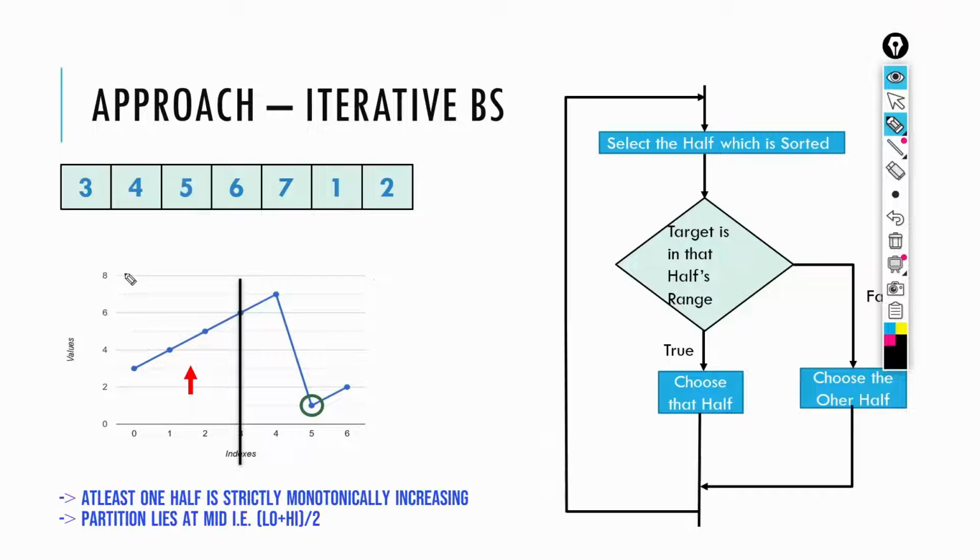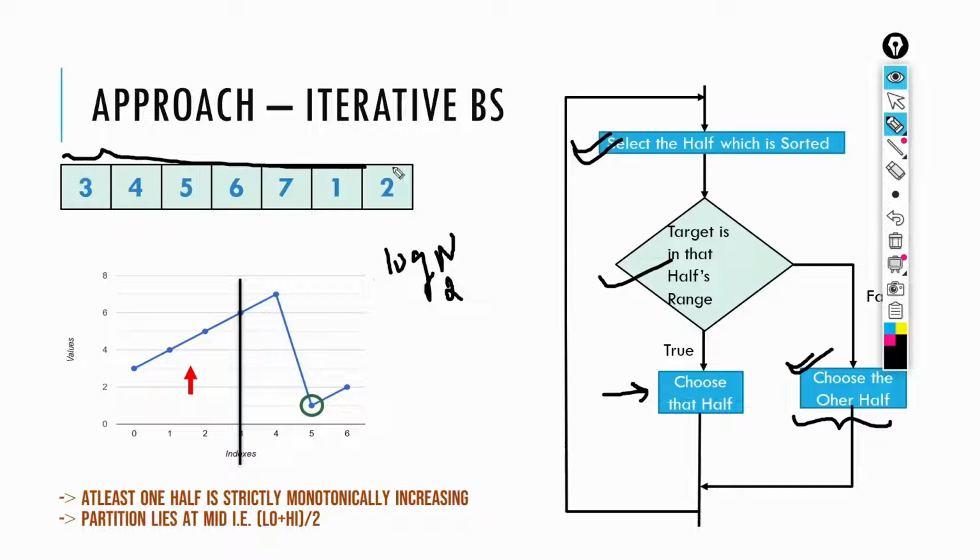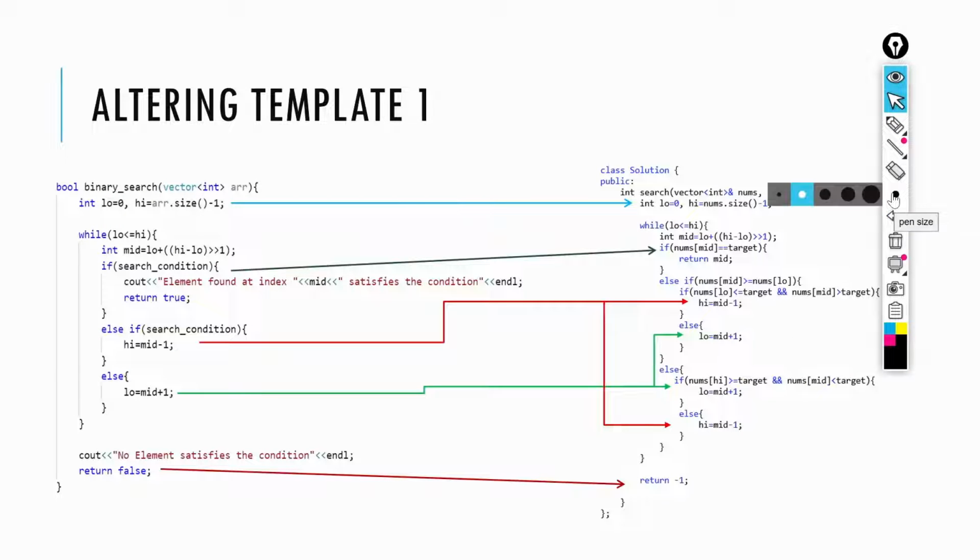We just concluded in the previous slide that one half of the search range would be sorted. And if the target lies in that half's range, we can choose that half and apply binary search, and the problem reduces to searching for a target element in a sorted array. And if the target does not lie in that half's range, we can choose the other half, which can be possibly rotated. So we are basically reducing the search range by a factor of 2 in every step. So the time complexity would be log n base 2. As I mentioned earlier, n would be the search range size, which is here equal to the size of the array. Let's see how we'll implement this using template 1.